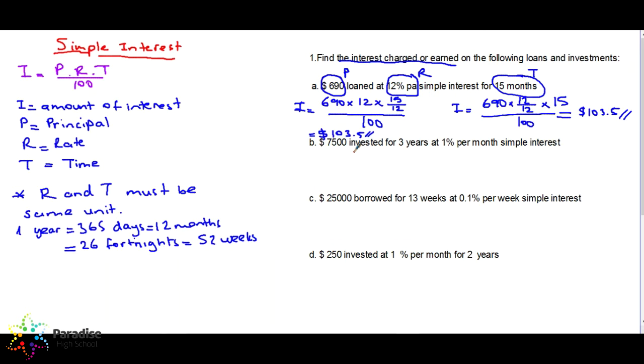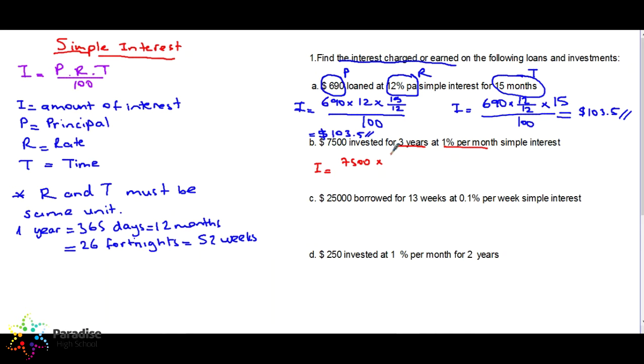$7,500 invested for 3 years at 1% per month interest. Okay, time is given as 3 years and the rate is given per month. So what am I supposed to do here? I is equal to, what is 7,500? It's the principal times. Shall we convert year into month or month into year? It doesn't really matter what we do. Let's convert month into year.